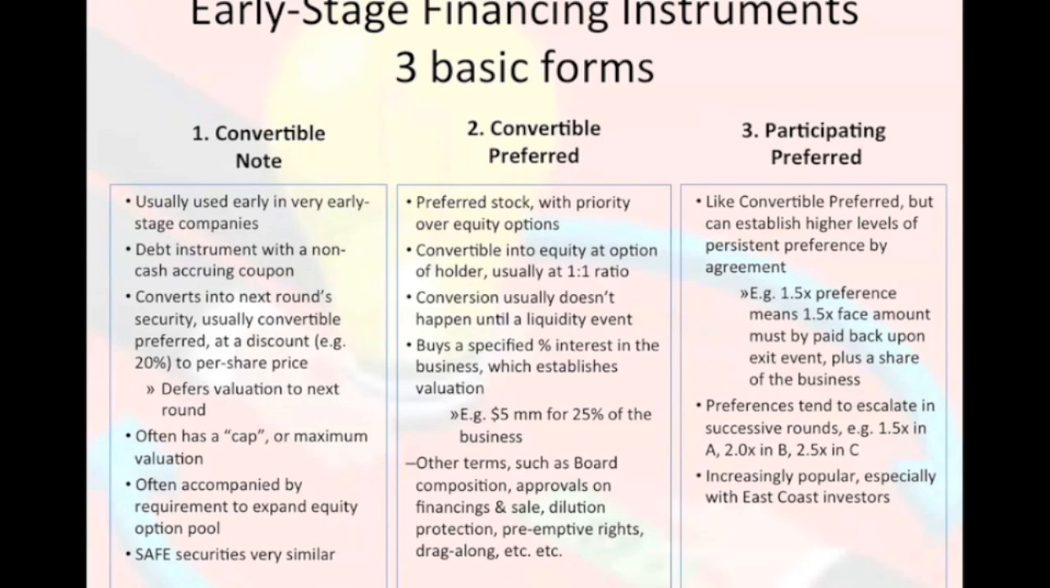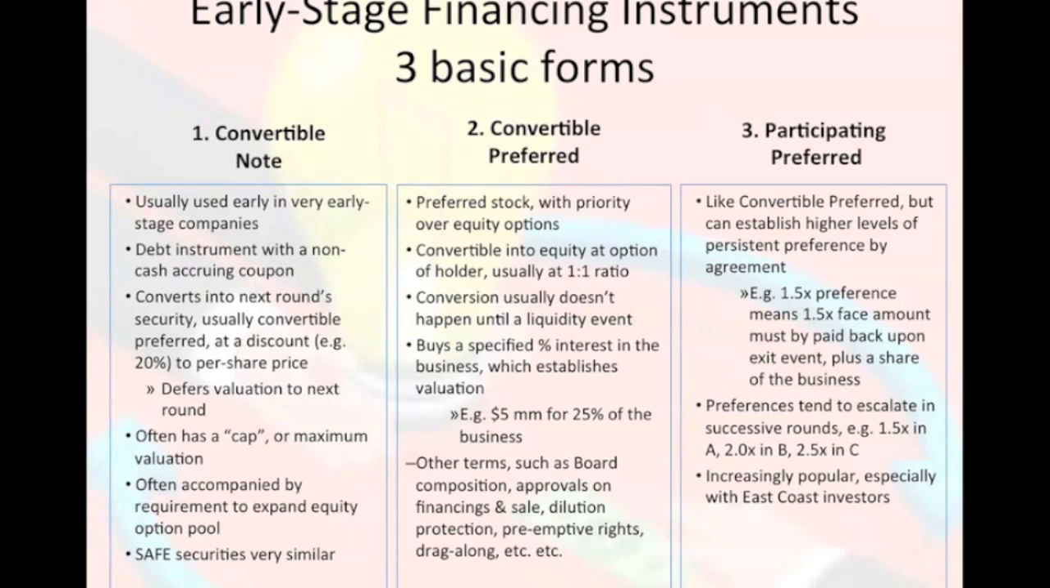A third form of financing instrument is participating preferred stock, which is a variation on straight convertible preferred stock. The principal difference is a persistent priority in repayment, usually expressed as a multiple of the original investment amount. So participating preferred with a 1.5 times preference says that the company must pay back 1.5 times the original amount of the investment, plus provide investors with a share of the business before any equity shares can be paid in a liquidation or exit. Participating preferred preferences usually escalate in future rounds, so be careful about agreeing to preferences because they rarely decline in future financings.